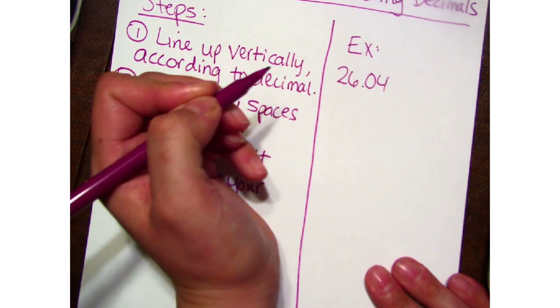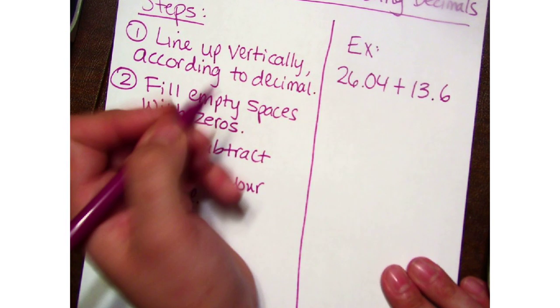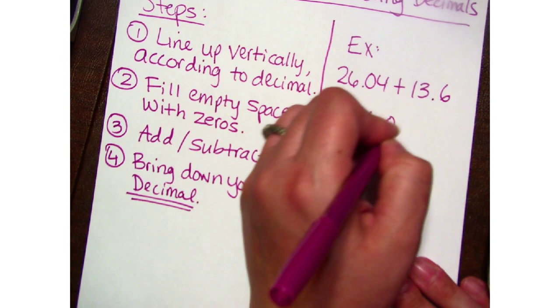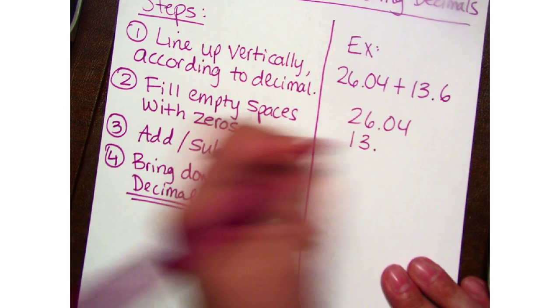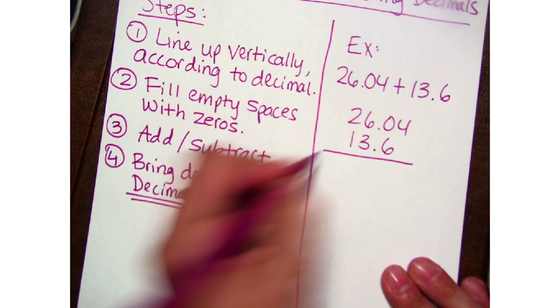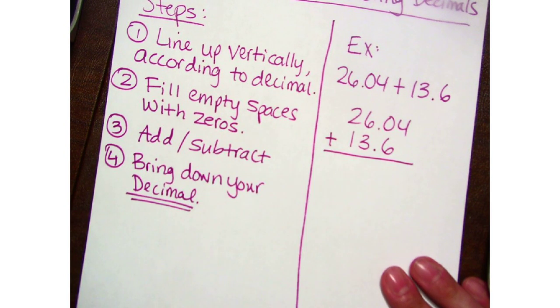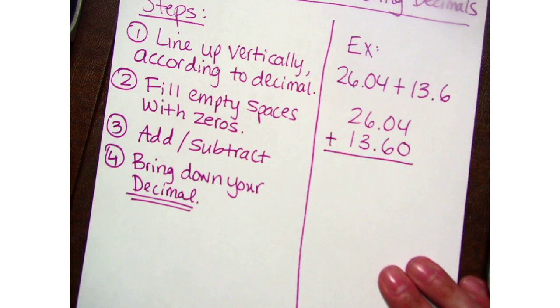26.04 or 26 and 4 hundredths plus 13.6, we're simply going to write 26.04 and then 13.6 is going to be directly lined up with that decimal. So line up those decimals. That's step 1. Step 2, fill in any extra spaces with 0. Here's an extra space, make sure you fill it with a 0.